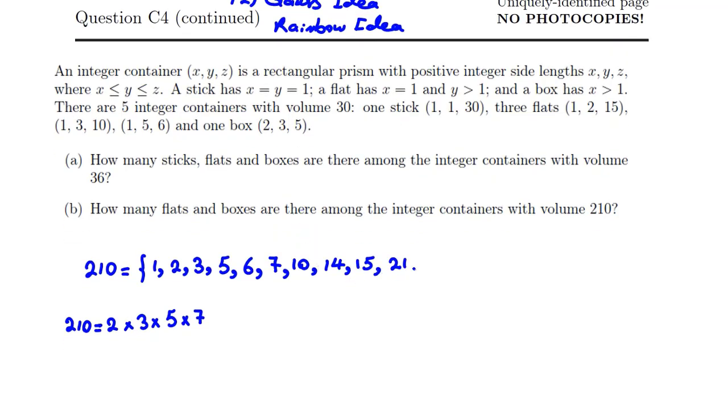Okay, 2 times 105, and 7, 2 times 3 times 5 is 30. 6 is what? 35. 5 is what? 42. 3, 2 times 5 times 7. It's 70. 2, 105. 1, 210.